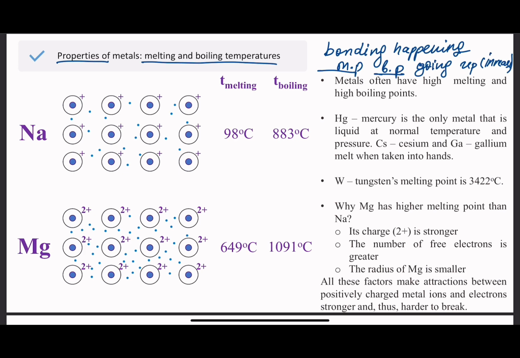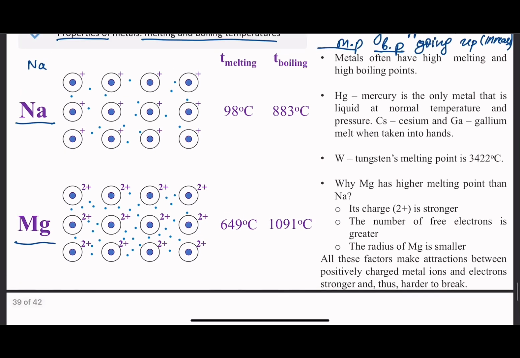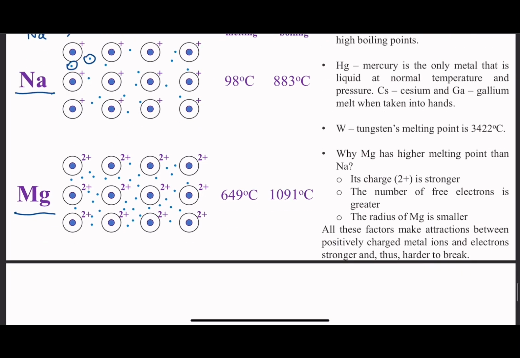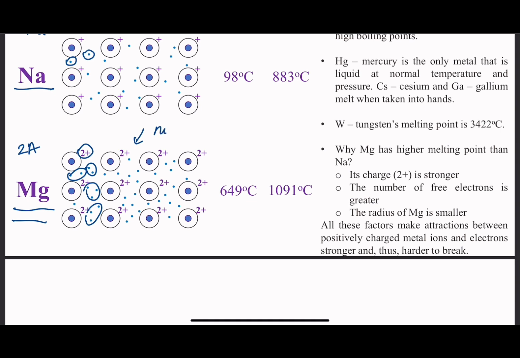For example, I have here sodium and magnesium. We know that sodium is a first group element and it will make sodium plus, and an electron will get out. So you have one electron. But magnesium is a second group, 2A group, so magnesium will make a plus 2 charge. So it will have more free electrons. So which one do you think has a stronger metallic bond? Of course, it will be magnesium because it has more free electrons. When you have more free electrons, you will make a stronger metallic bonding.